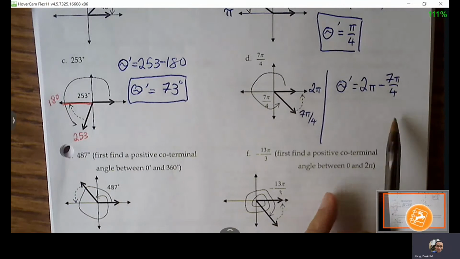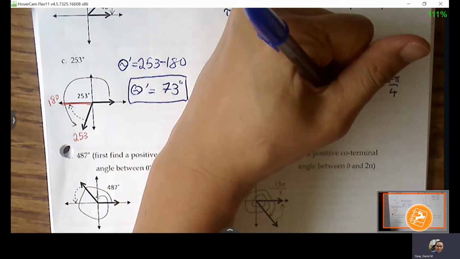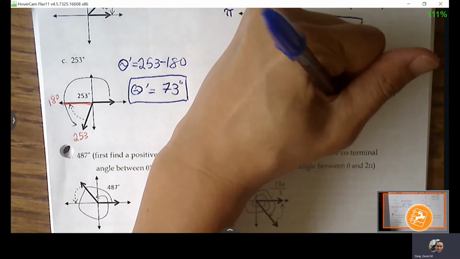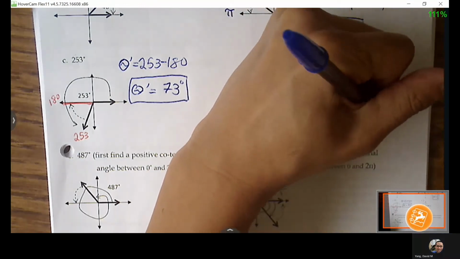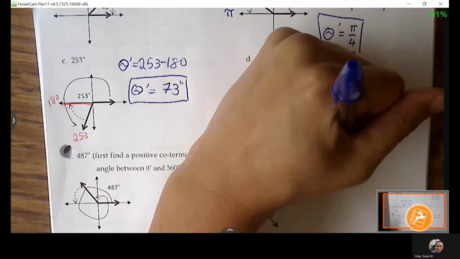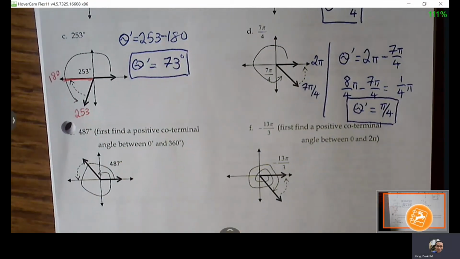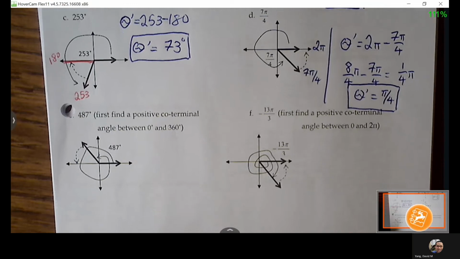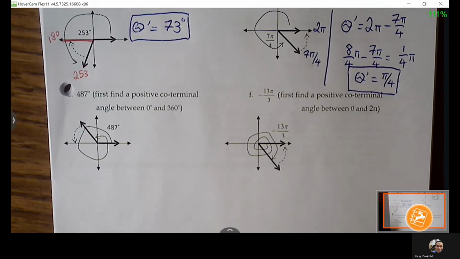If you're using your calculator, you can just say 2 minus 7 fourths, or finding common denominator, you can say 8 over 4 minus 7 over 4, which is 1 over 4. Okay, any questions so far? Okay, so now we're going to put it all together.